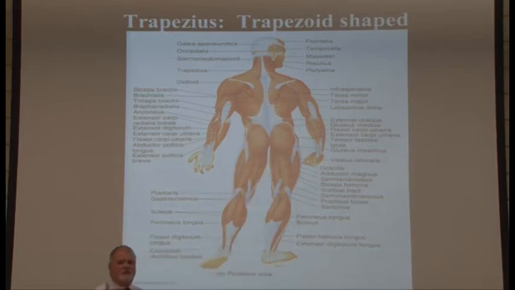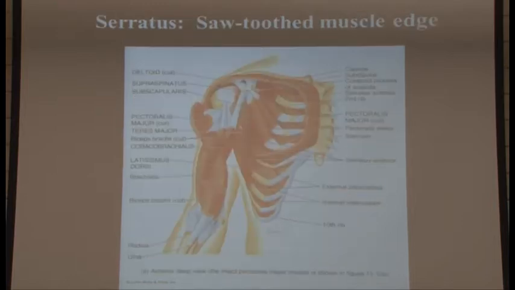So what we're going to see is a common action for all three subunits of the trap, and then unique actions for the upper and lower trap because of the way the fibers actually run. So when you're looking at the action, that's kind of the pattern that you're going to see.